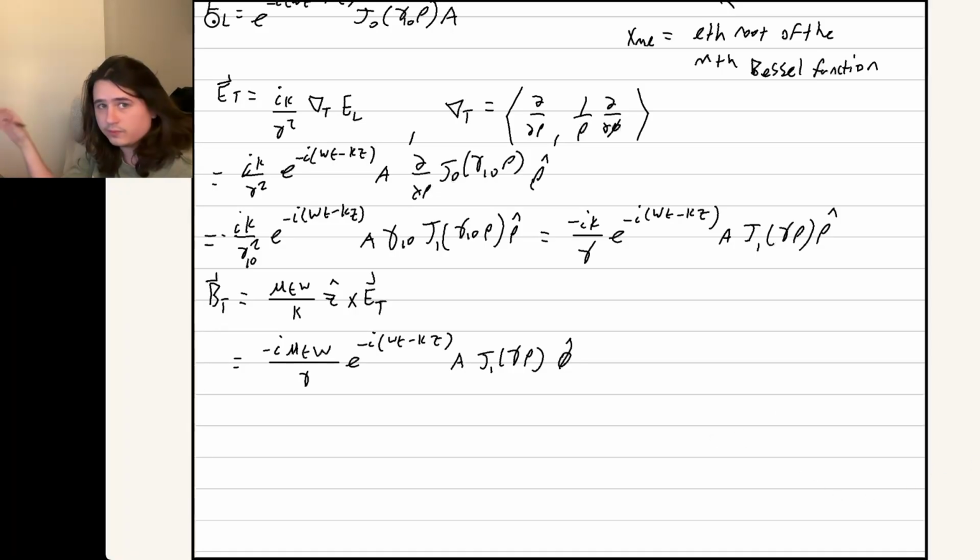If you want to look at your frequencies, generally the frequency is given by the square root of gamma squared plus k squared over mu epsilon.